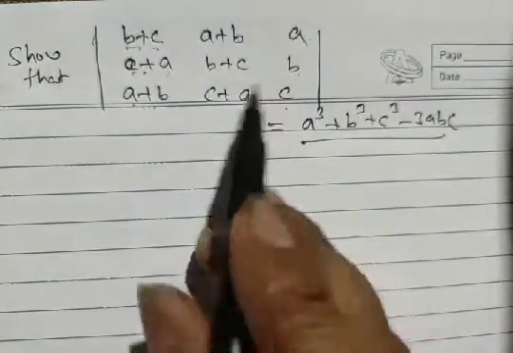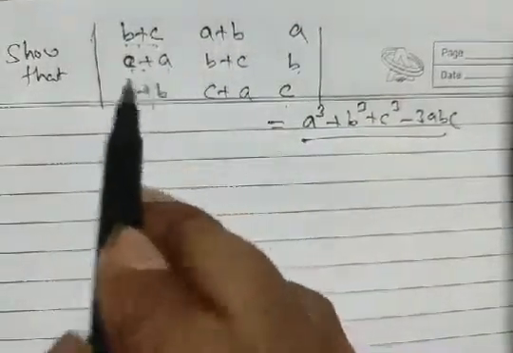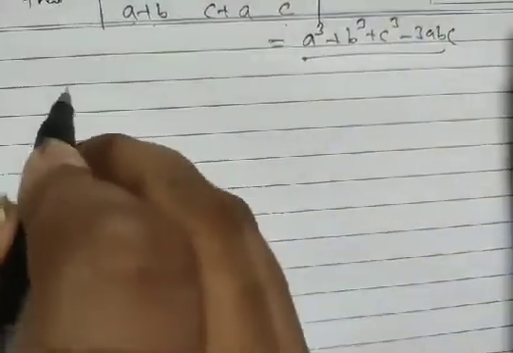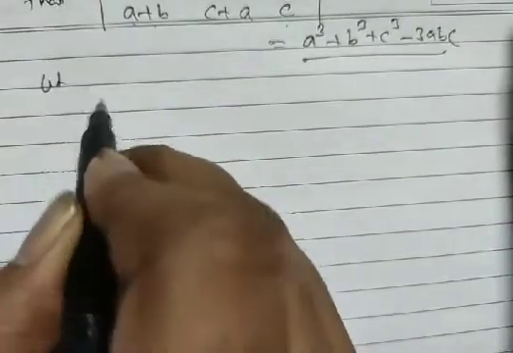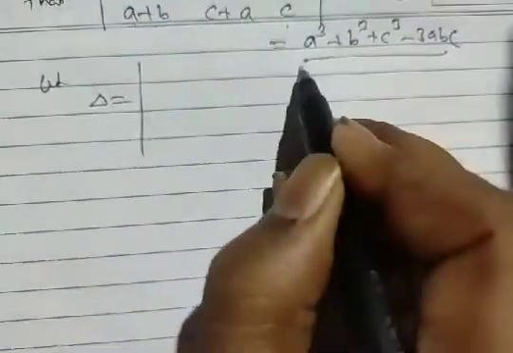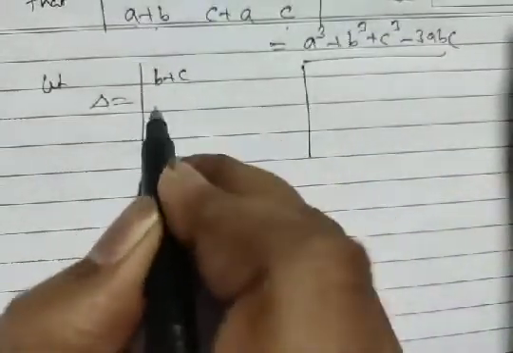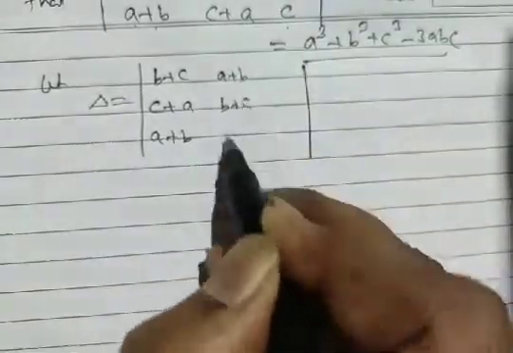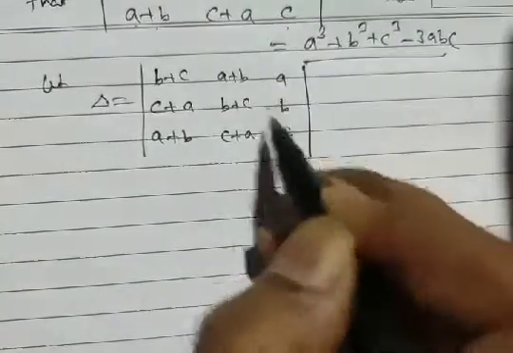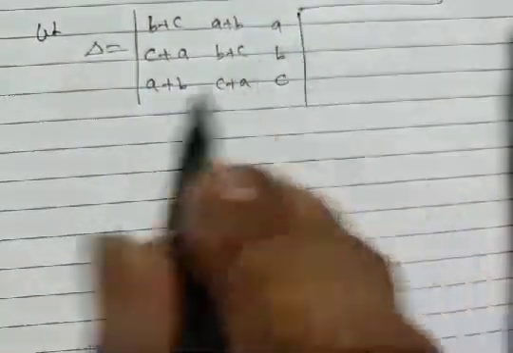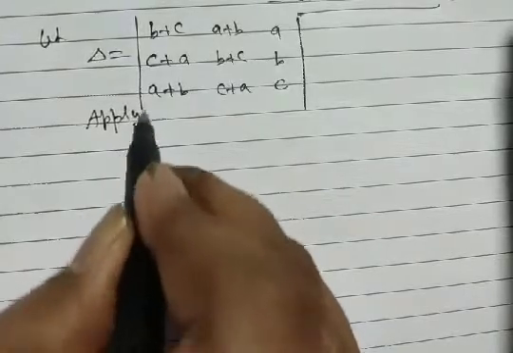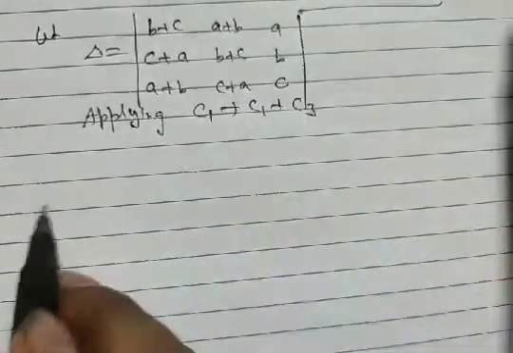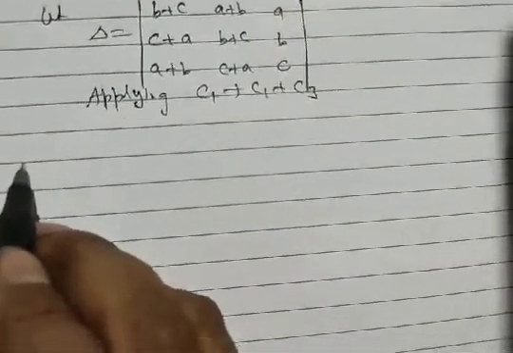Then what do we have to do? We have to add c. We can change c1 or c3 by adding c1 plus c3. Then our first operation is this. First of all, let delta be equal to the determinant with rows b plus c, c plus a, b plus a; a plus b, b plus c, c plus a; b, c. After writing the determinant, we apply the operation c1 changes to c1 plus c3.